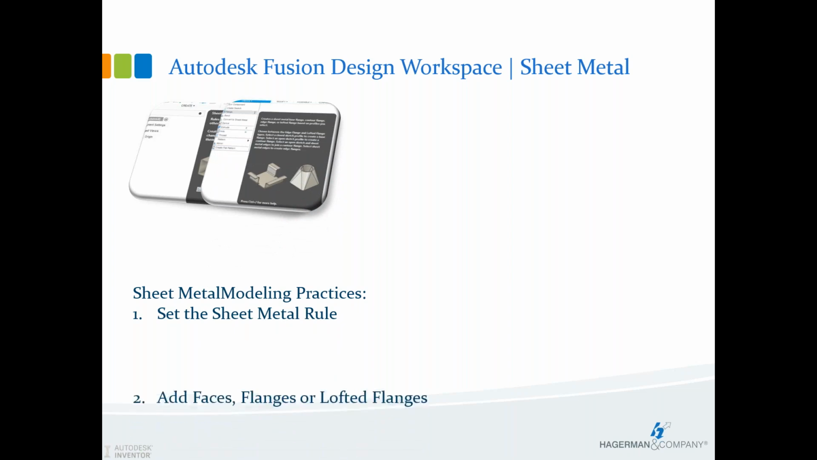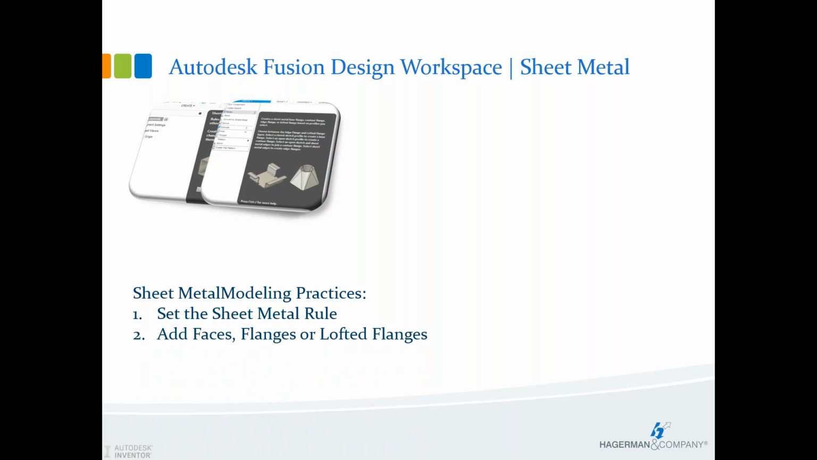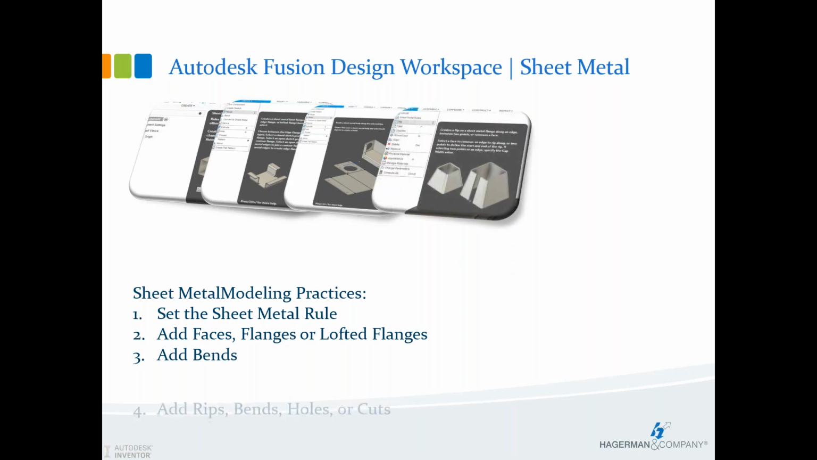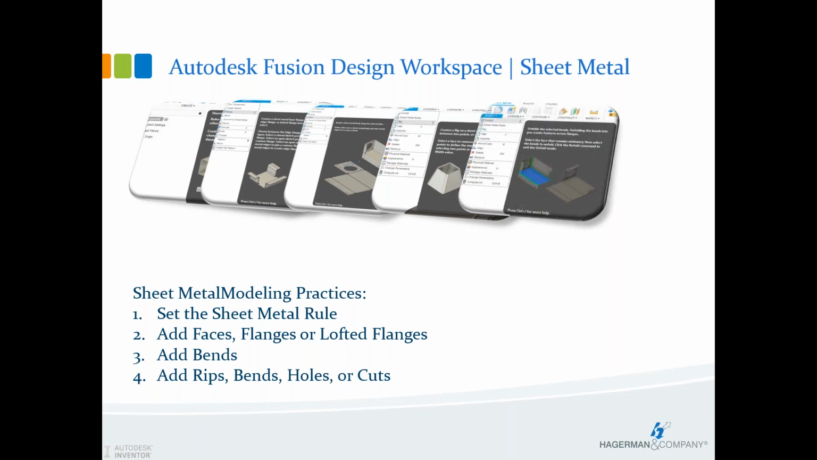Obviously, we're going to be looking at the flange tools and adding faces and flanges and lofted flanges and so on and so forth. All of that's kind of built into one tool, and we'll take a look at that. And we're going to be getting into the bend tool as well, how we can go ahead and lay out a bend line on a piece of sheet metal and add that in and make some adjustments as we need to. We'll look at the lofted flanges and then adding rips, bends, holes, cuts, the different options that we have for the tools that are built into the sheet metal tab, as well as the unfold and refold tools.